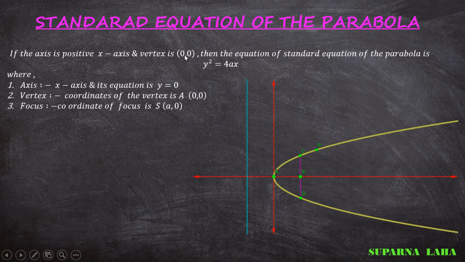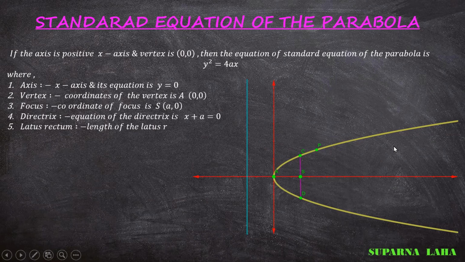Just put α = β = 0 in the previous equation, and you can easily establish the coordinate of the focus, the coordinate of the vertex, and the equation of the directrix. So the equation of the directrix is x + a = 0, and the length of the latus rectum is always 4a units.